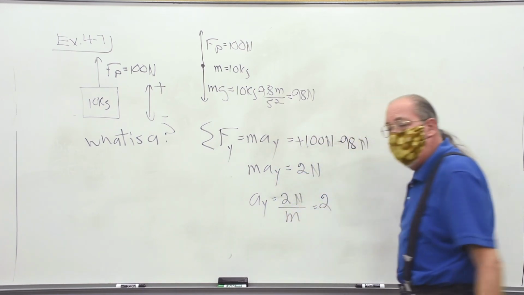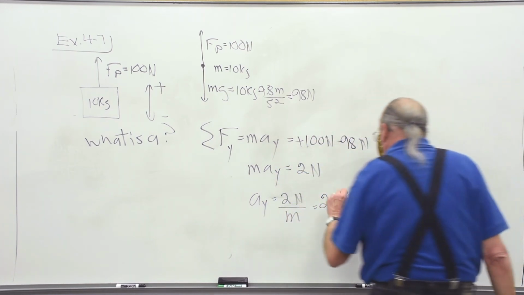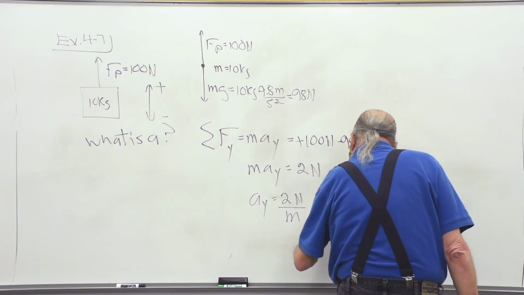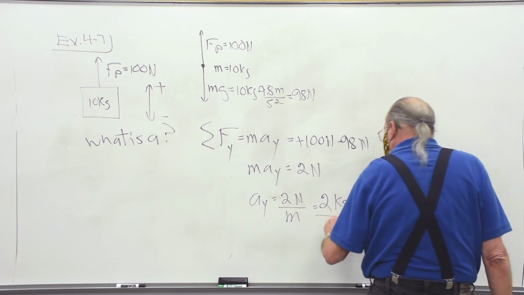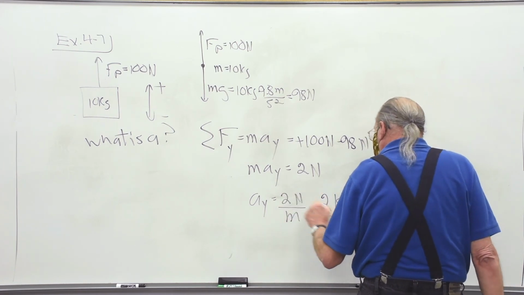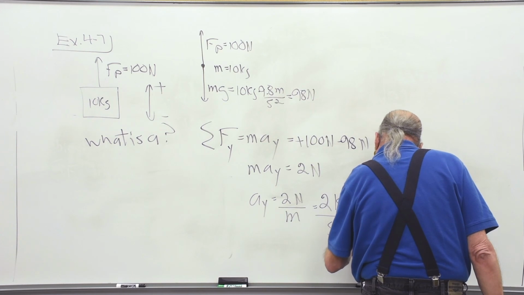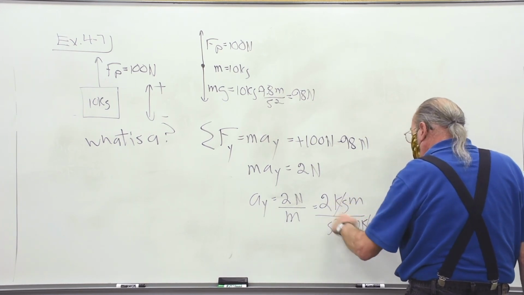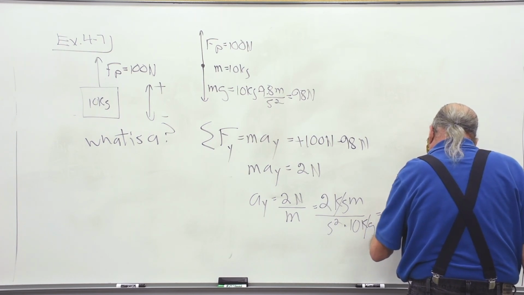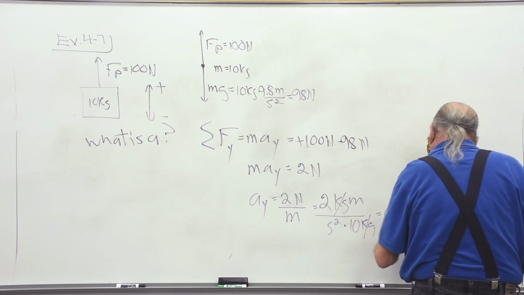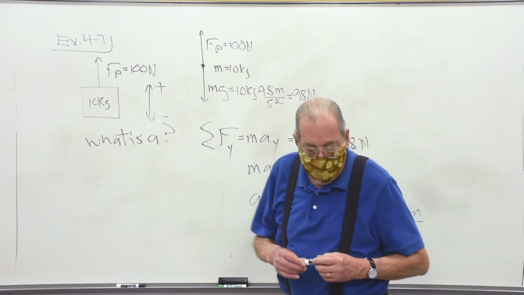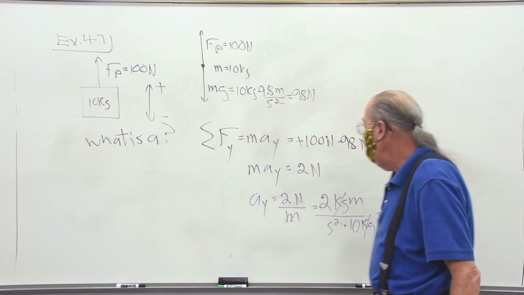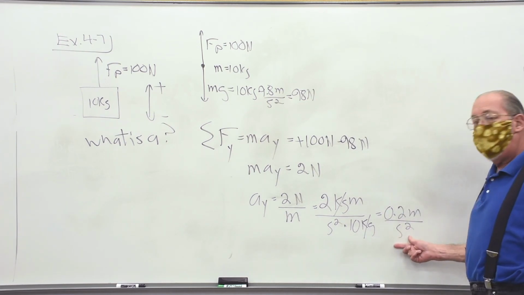Now watch how I do the units, and this is what you're supposed to do too. This is 2 kilogram meters per second squared. And then the mass is 10 kilograms. Kilograms cancel, and we get 0.2 meters per second squared. Okay? Yes. Does this necessarily mean it's moving upwards?